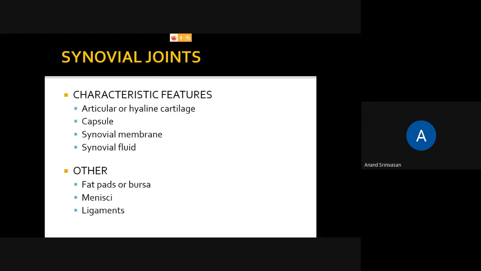We have seen the immovable joint, which is the fibrous joint, the slightly movable, which is the cartilaginous joint, and the freely movable is the synovial joint. Now, when they are freely movable, the joint has to have certain modifications. We will be able to see the articular cartilage, capsule, synovial membrane, and synovial fluid. These structures are found in the synovial joint.